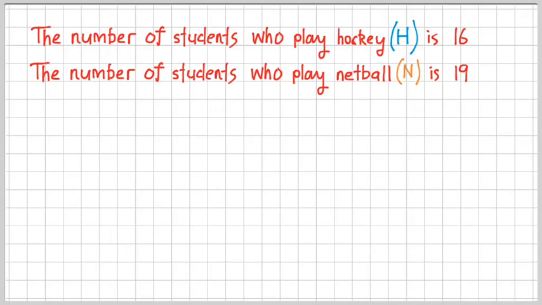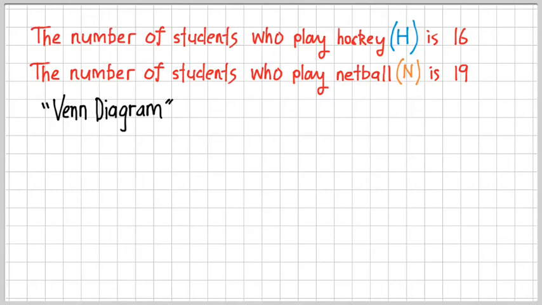The two labels I've given, H and N, H for hockey, N for netball, we're going to call them events. So we're going to say either students play hockey or they play netball. So let's draw this in what's called a Venn diagram. You may have heard or seen of a Venn diagram in other subject areas, but the principle is the same.